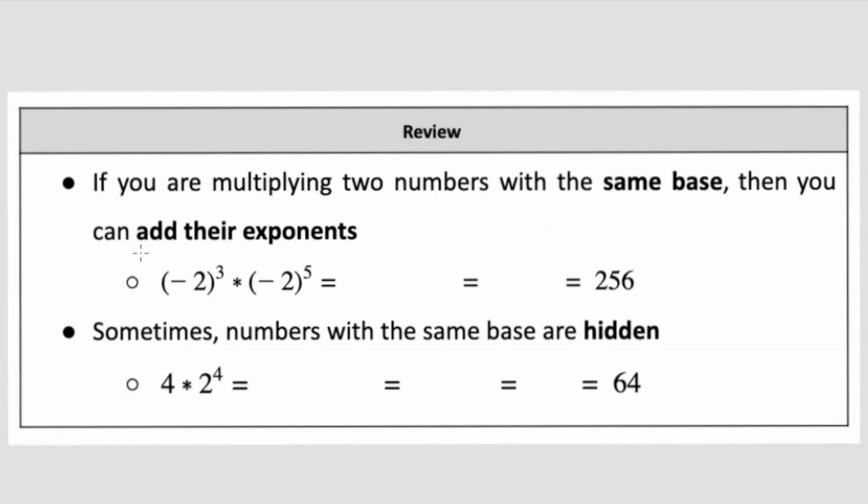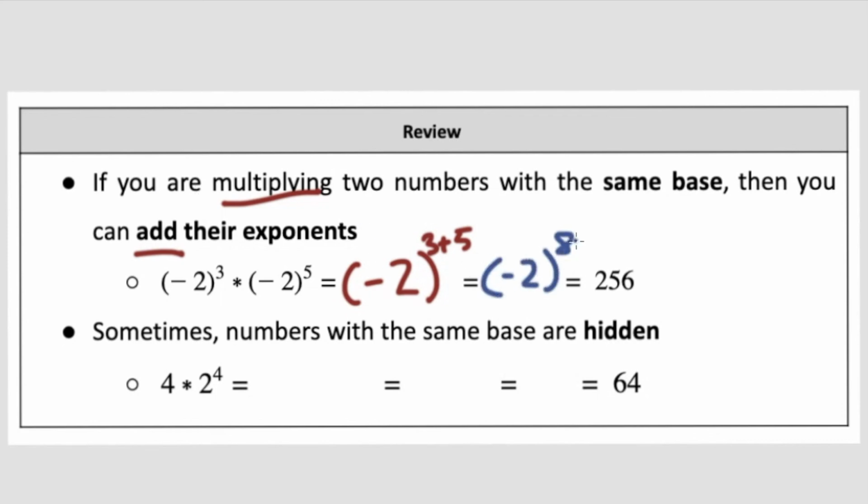So let's quickly review and then I'll let you go. If you are multiplying two numbers with the same base, then you can add their exponents. For example, if you have minus 2 in parentheses to the power of 3 times minus 2 in parentheses to the power of 5, that's the same thing as writing minus 2 to the power of 3 plus 5. And that's the same thing as minus 2 to the power of 8, which is 256.